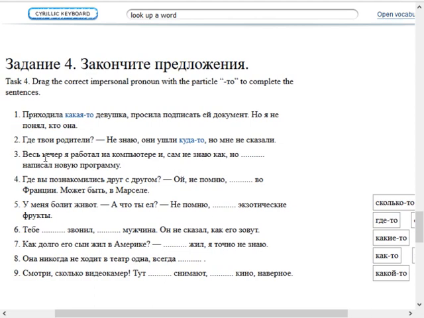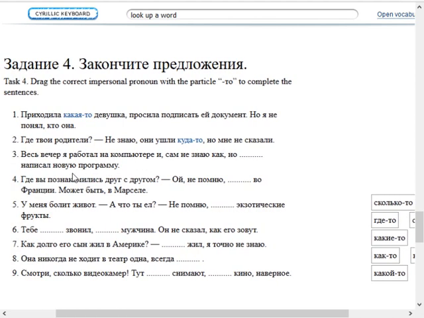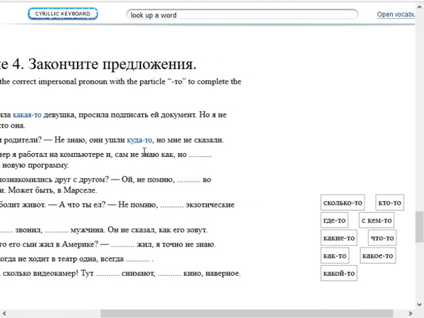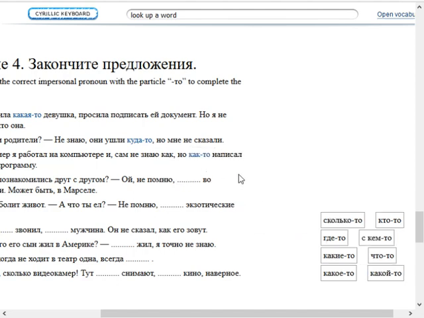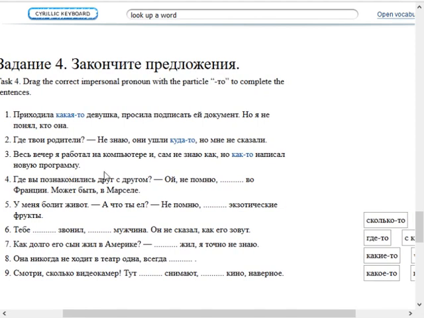Весь вечер я работал на компьютере и сам не знаю как, но как-то написал новую программу. So the entire evening I worked on the computer and сам не знаю как, so I don't at all know how, но как-то. I don't know how, but somehow wrote a new program. Okay, so I was on the computer all night, and I don't know how I did it, but somehow I wrote a new program.